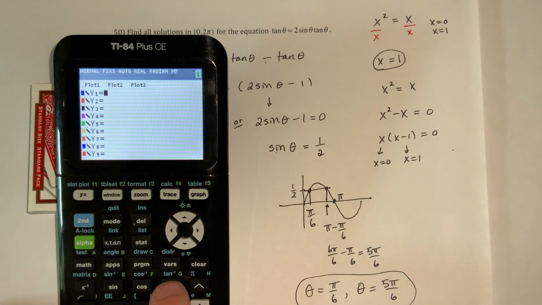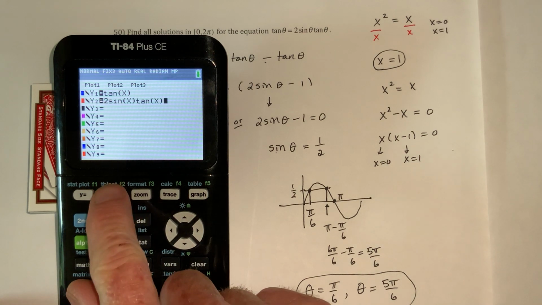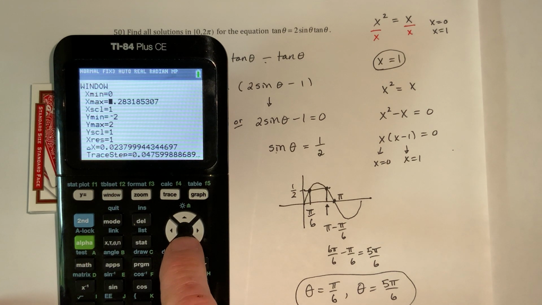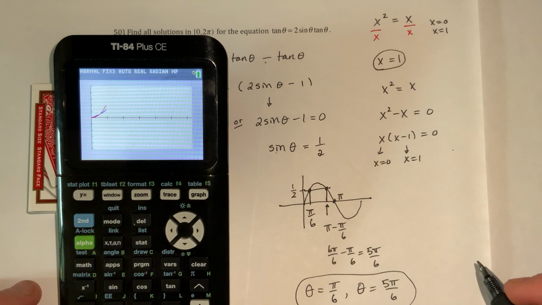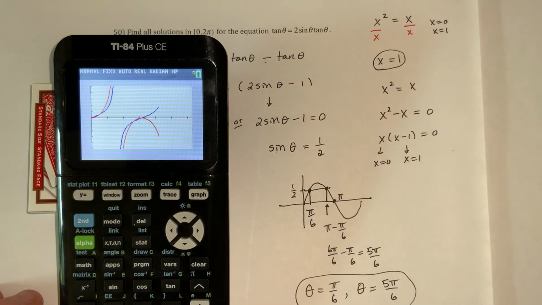So one side of the equation says tangent. The other side says 2 sine of x times tangent of x. And for the window, going from 0 to 2 pi, that's good. And for the y values, I'm not really sure. I'm going to guess -5 to 5. And let's see if we could see the two graphs. So they intersect in here. There's a third answer and a fourth answer.